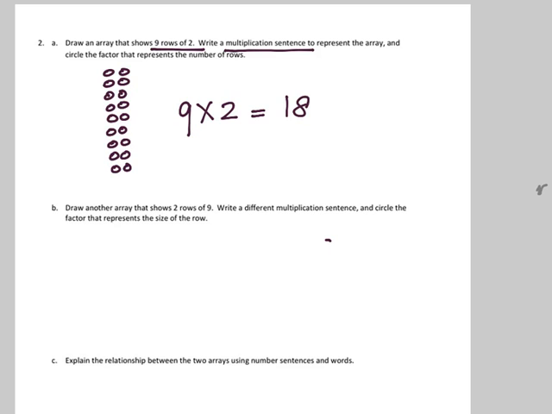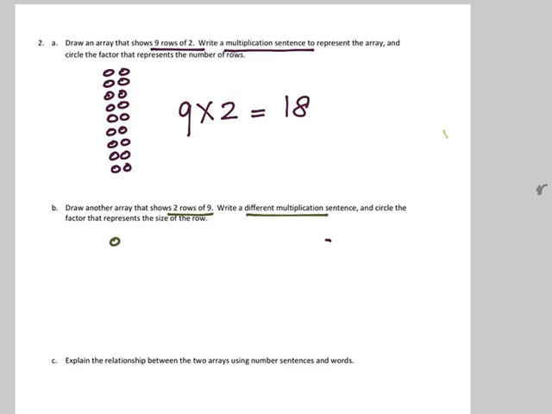The next question is, draw another array that shows 2 rows of 9. Write a different multiplication sentence and circle the factor that represents the size of the row. So for that, what we have to do is, we have to draw 2 rows of 9, and then we also have to write a different multiplication sentence.